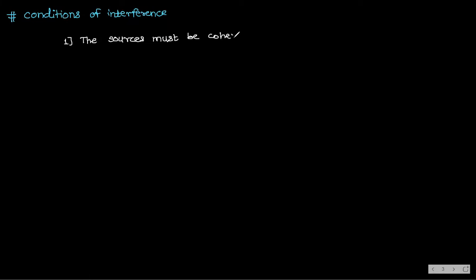Now, what are the conditions for interference? Conditions of interference. So number one condition: the sources must be coherent. The sources must be coherent.